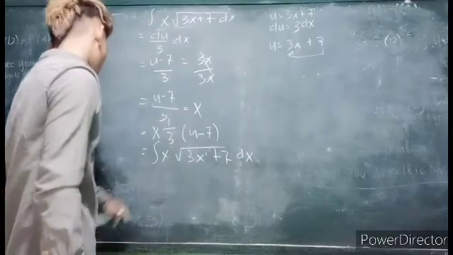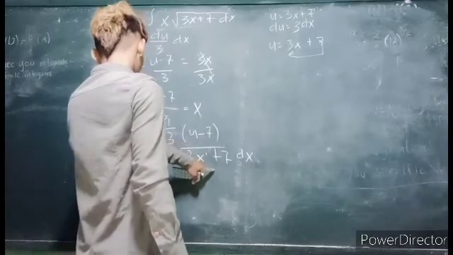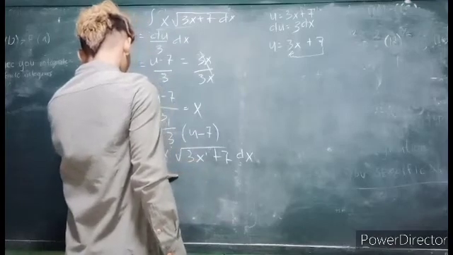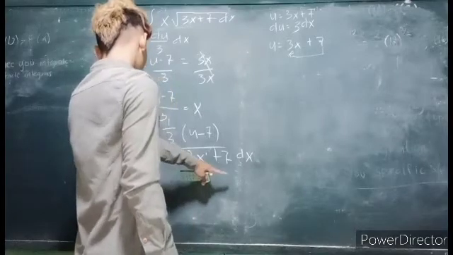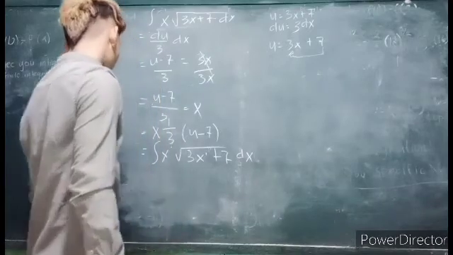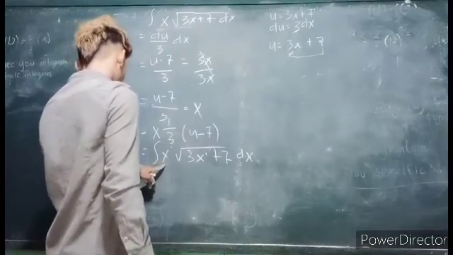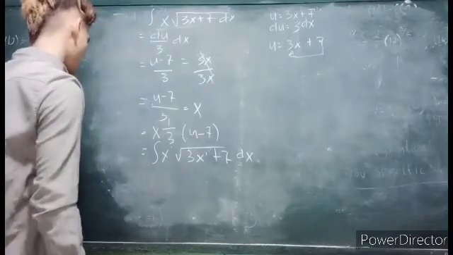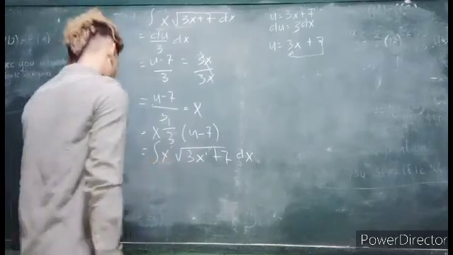If we replace 3x plus 7 with our u, then dx with du, this x will still be here. Nandito pa rin yung x. That's why we need to solve for x in this expression. Kailangan natin i-solve pa si x para mahanap natin yung value niya.